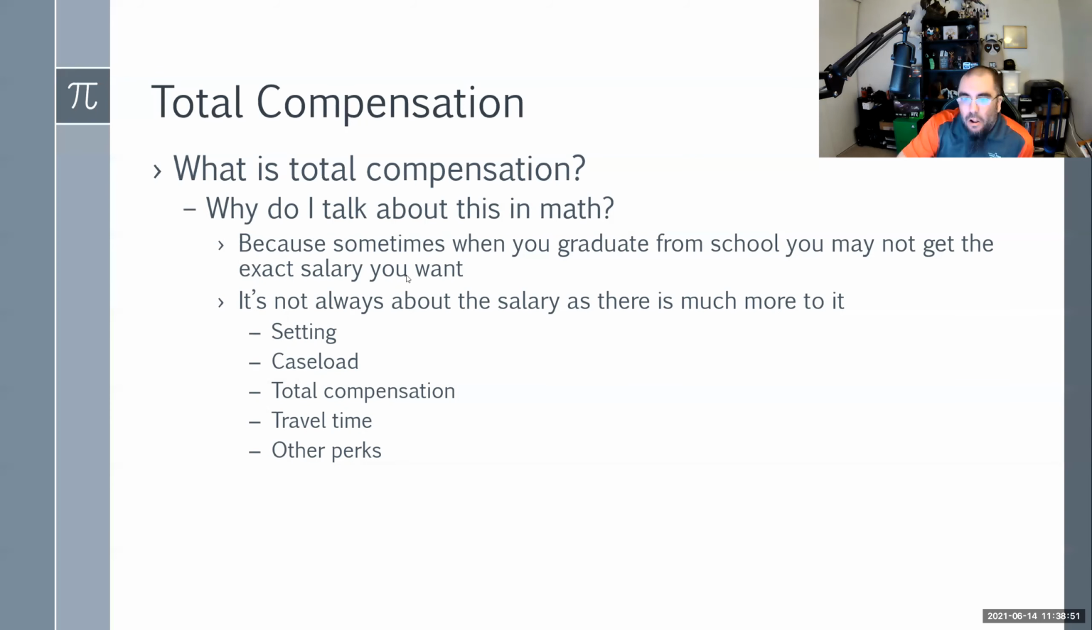And again, it's not all about salary either. It can be about setting your caseload, total compensation, travel time. I do a lot of home health, which a lot of people say they want to do because they know you can make money in it. Because you can. Home health, you can make bank 100%, because your income is just limited by how many patients you want to see in a day and how many patients your office will give you.